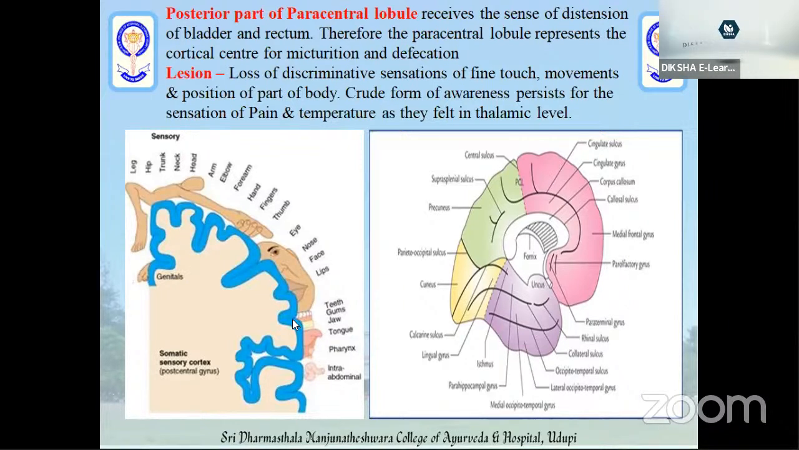Now, the lesion causes loss of discriminative sensations of fine touch, movements and position of the parts of the body, while a crude form of awareness persists for the sensation of pain and temperature. Why is this crude form of sensation present? Because that is perceived at the thalamic level, whereas the fine discriminative sensation is perceived in the postcentral gyrus. Therefore, there will be loss of touch, temperature, pressure and sensation, but a crude form of awareness can occur at the thalamic level.